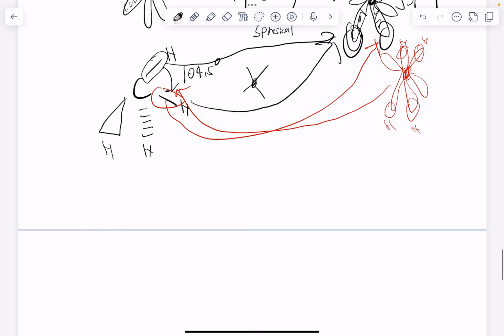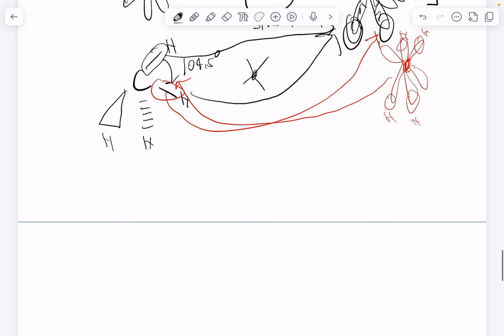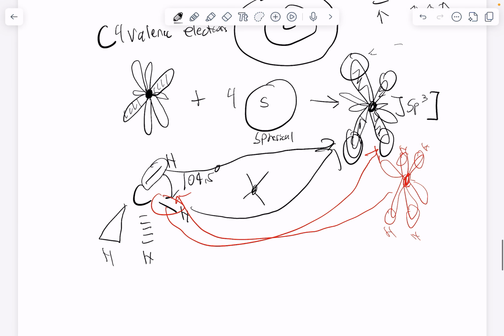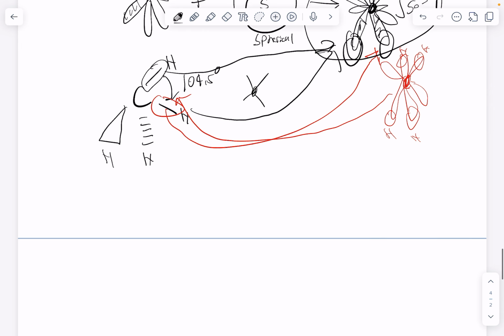Okay, and the reason it works like this with these bond angles is because it allows for the most efficient overlapping with other orbitals. So this is the most efficient way carbon could organize the hydrogens, and this is just another way to represent it visually. This is another way. So now let's keep going.